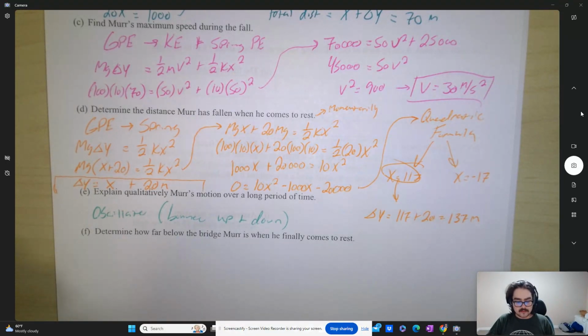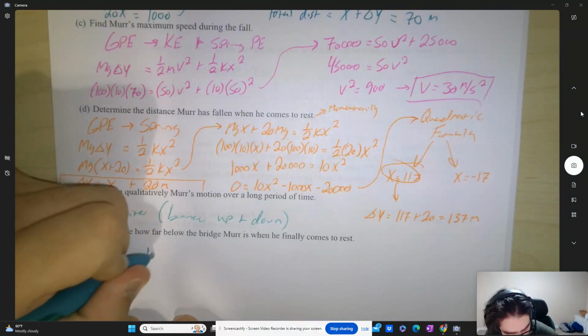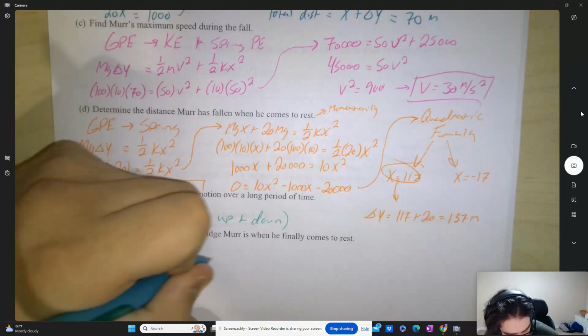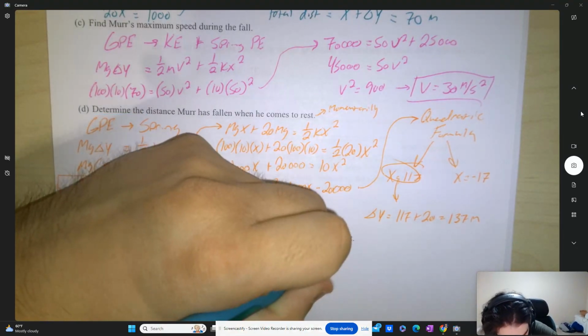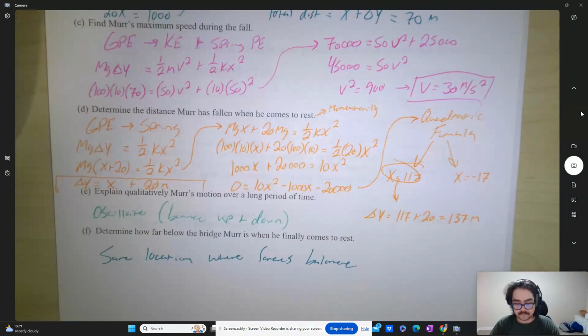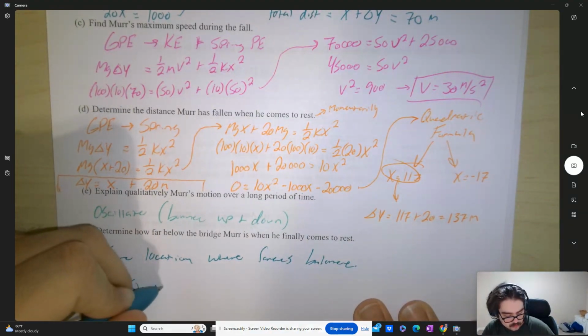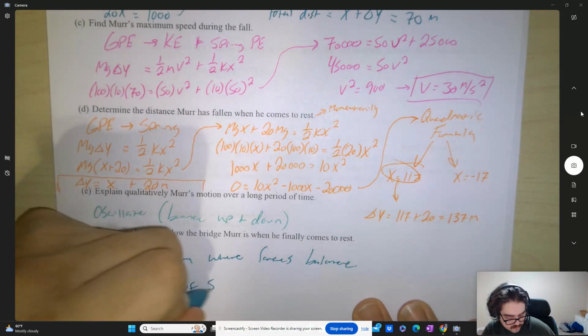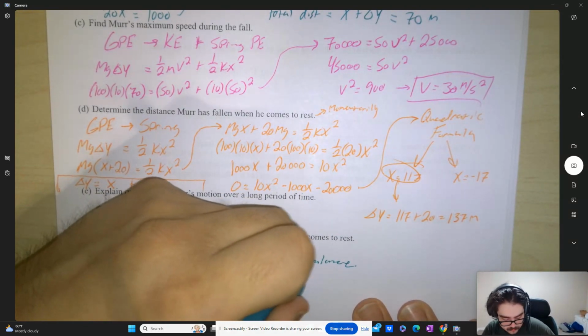Now, how far below the bridge does Murph finally come to rest? It should be at the same location where forces balance. So that would be when there's a stretch of 50 meters, which is 70 meters below the bridge.